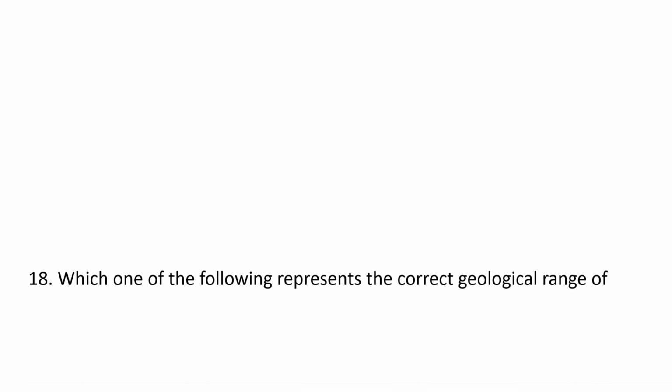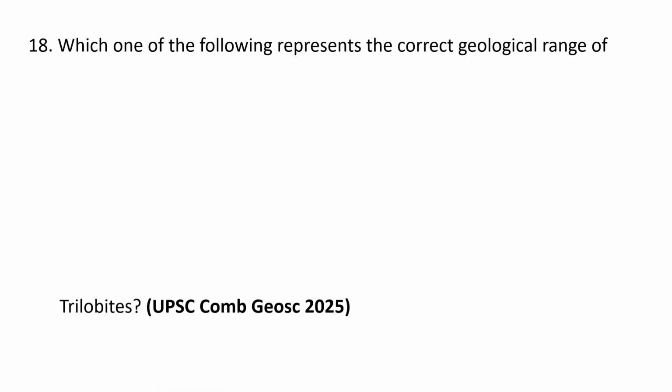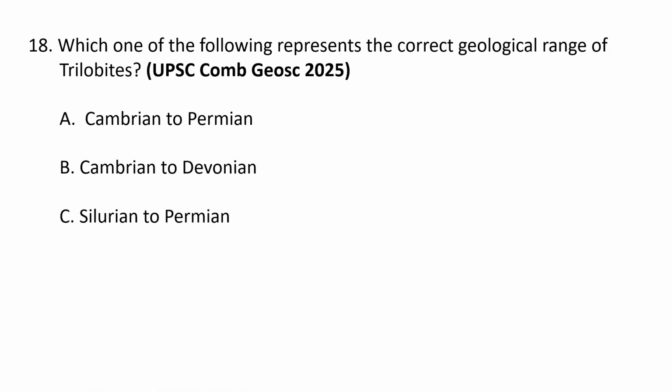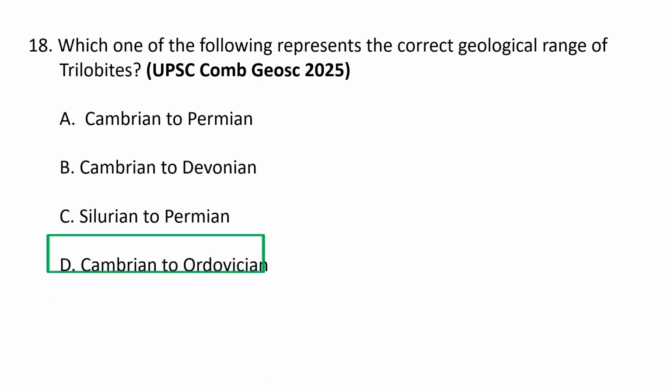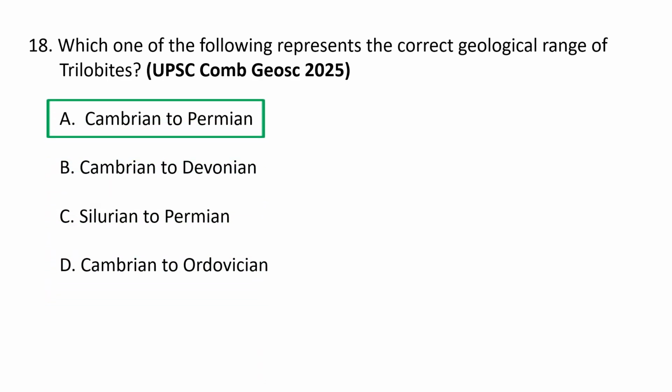Next question. Which one of the following represents the correct geological range of trilobites? A. Cambrian to Permian, B. Cambrian to Devonian, C. Silurian to Permian, and D. Cambrian to Ordovician. So the correct option is Cambrian to Permian. Trilobites, these are extinct marine arthropods, lived from the early Cambrian period to the end of the Permian period, spanning a significant portion of the Paleozoic era.